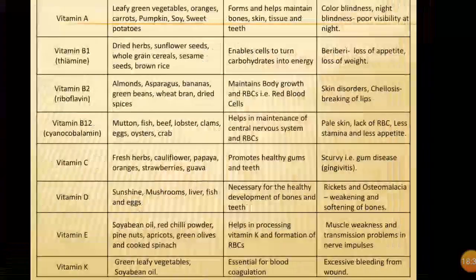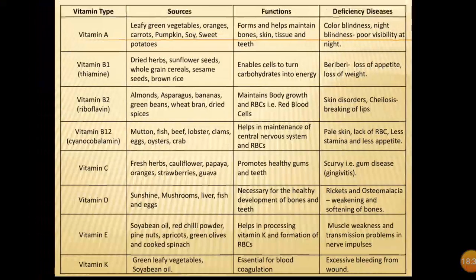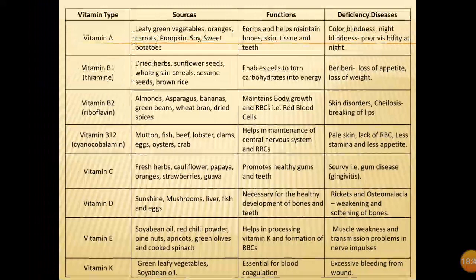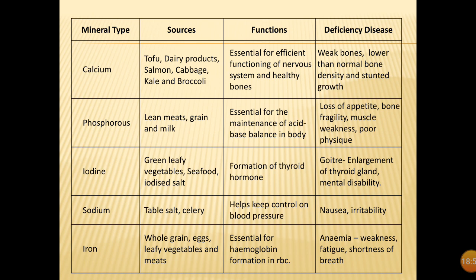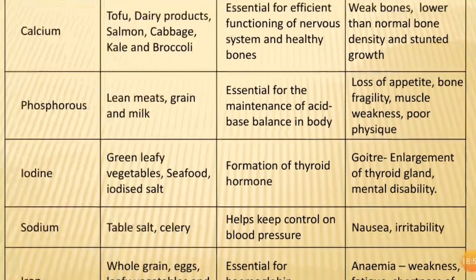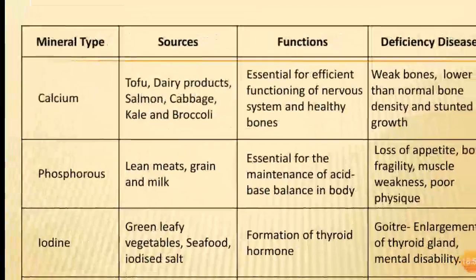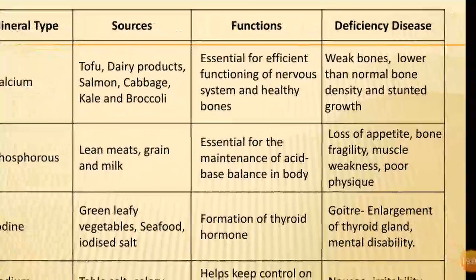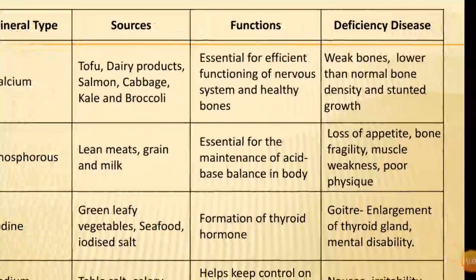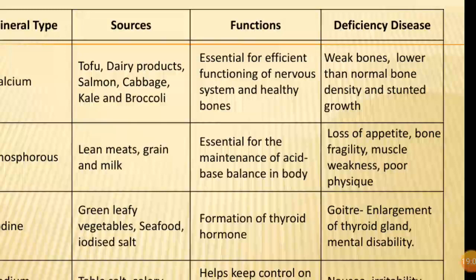This is all for vitamins. What we learn? Vitamin type, sources, function and deficiency disease due to lack of that particular vitamin. Let's move to our next slide, which is for minerals. Let's see the same way: mineral type, sources, function and deficiency disease.